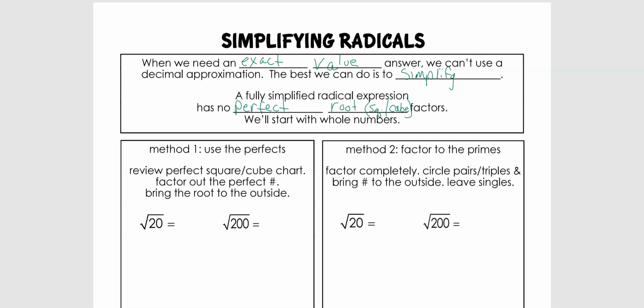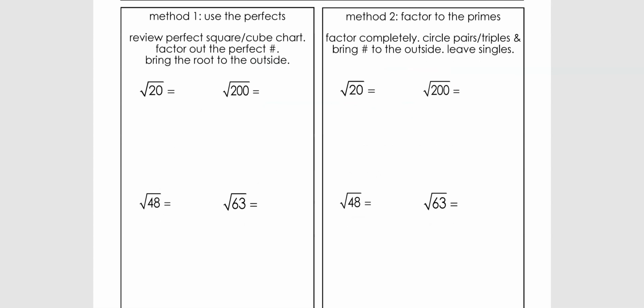So again, there are two methods for factoring or simplifying radicals. One is to use perfects, and one is to factor to primes. So we've been using both of these methods in this video, but you can use whichever method works better for you. The higher the number, the more likely it is that method number 1 will be more efficient because prime factorization for big numbers is really tough.